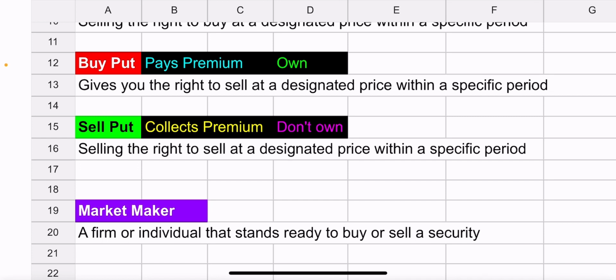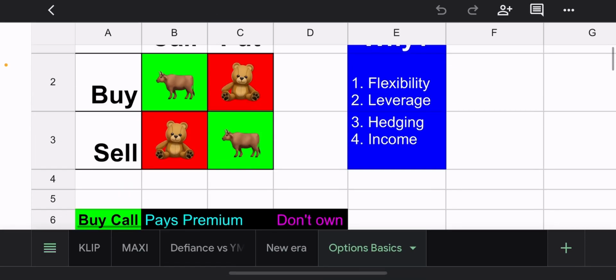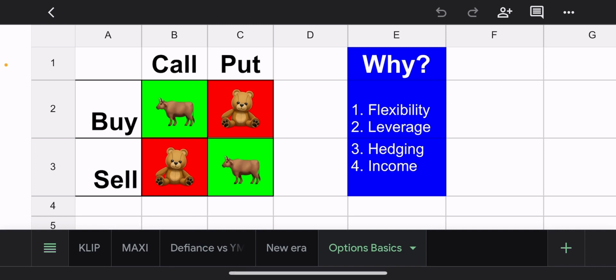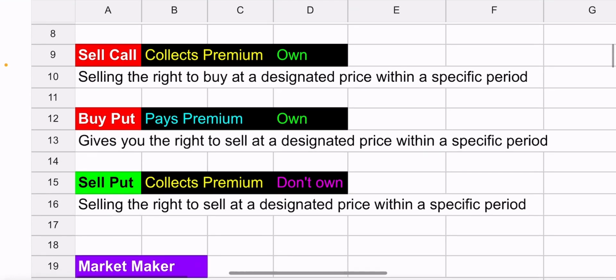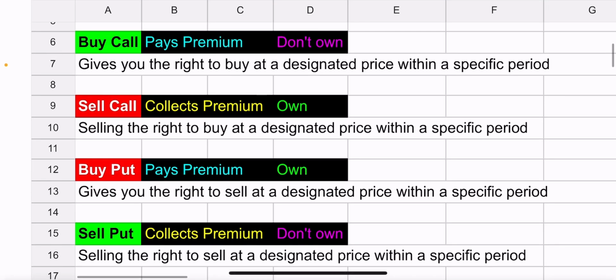I just want everyone to understand the very basics of options so that they can understand what the hell YieldMax is doing with their money, and hopefully understand my daily videos. So now let's go back to the why. So number 1, flexibility. So flexibility, obviously, that applies to all 4 of these. You have the flexibility to do whatever you want.